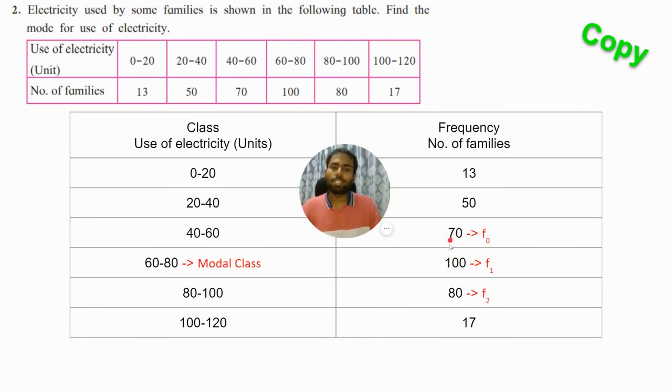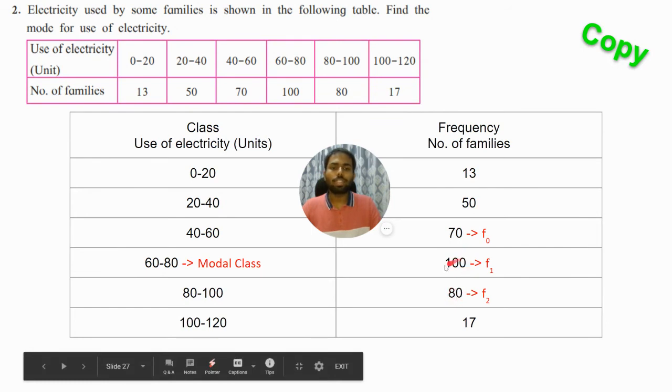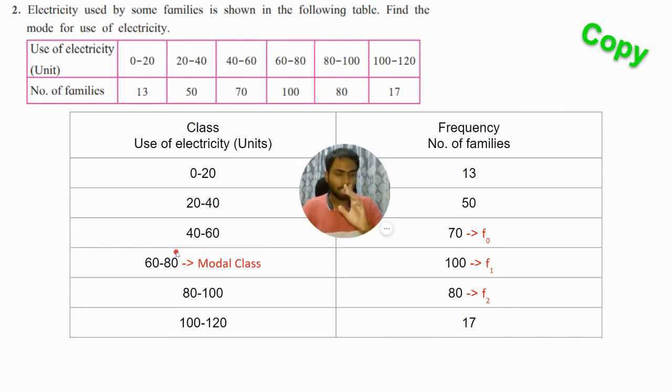उसके ऊपर वाला F0, उसके नीचे वाला F2 और F1 के left में modal class. Okay, just check if you have marked these correctly in your notebooks. Okay, highest frequency is your F1, ऊपर का is F0, नीचे का is F2 और F1 के left side का है modal class.